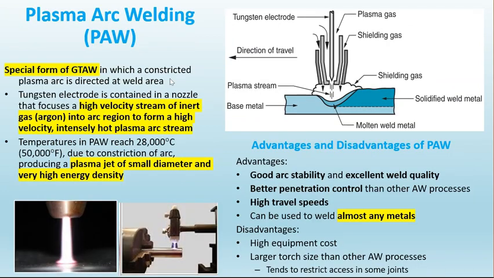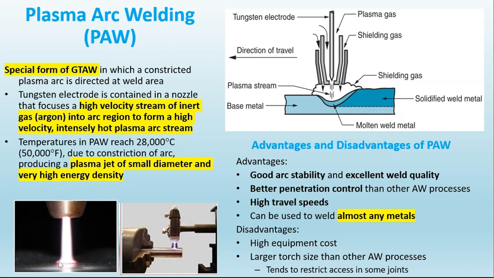And this is plasma arc welding, in which they have the tungsten electrode, the shielding gas, and the plasma stream coming out from the welding gun. They use argon, a high velocity stream of inert gas, to form a high velocity, intensely hot plasma arc stream from here.